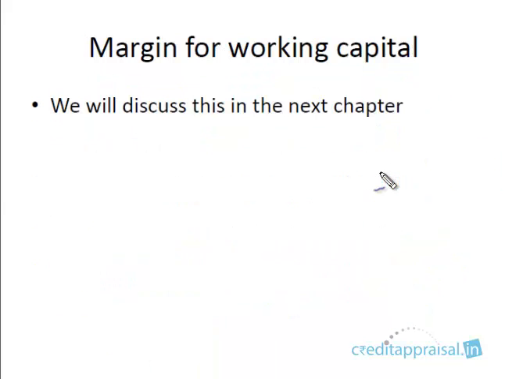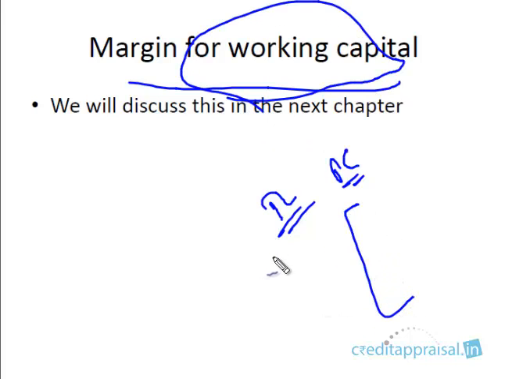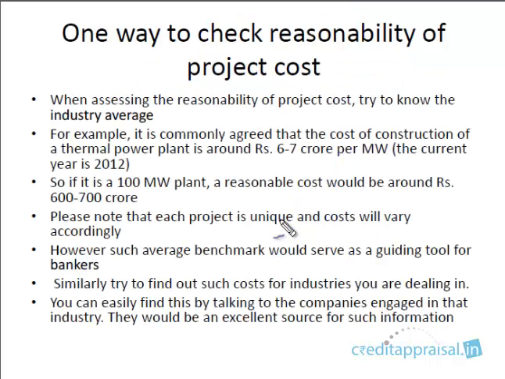Okay. One more point on the project cost which we discussed in the introduction. A very confusing point. Many bankers ask why margin for working capital is included in term loan project cost. Project cost should be included only related to the fixed items. Why is working capital included? We'll be discussing this in the next chapter, and we'll have better clarity.